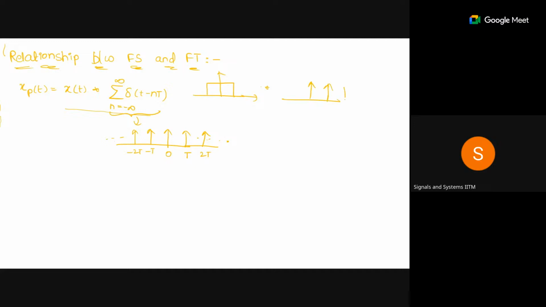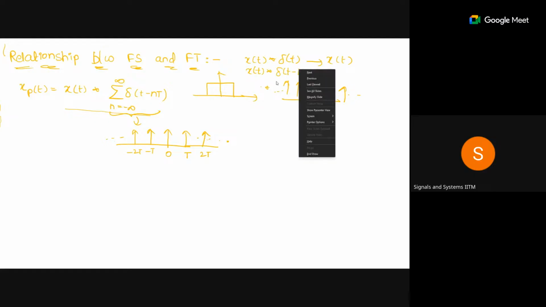So when we convolve with this signal, I have told from the properties that if we convolve x of t with delta of t, we will get the output as x of t. If it is x of t convolved with delta of t minus some t naught, it will be shifted: x of t minus t naught will be shifted. So when we are convolving, here we'll be getting this.